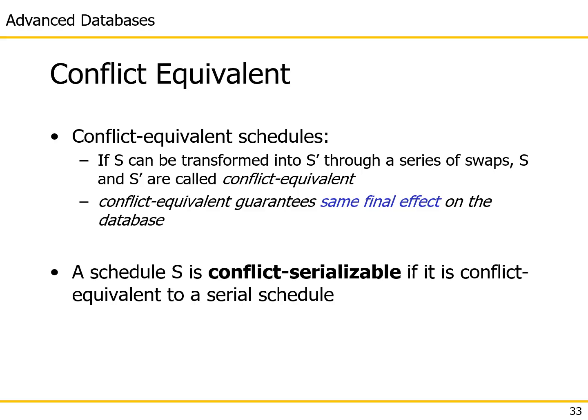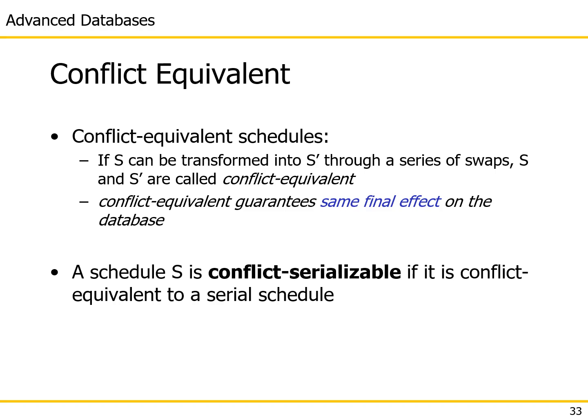Okay, but to do that, we have to understand this notion of conflict equivalent schedules. Now, let me read it. It says, if S can be transformed into S bar, where S and S bar are schedules, through a series of swaps, S and S bar are called conflict equivalent. Okay, which means both of them respect the conflict that exists within. Now, conflict equivalent guarantees the same final effect on the database, which means that if you respect the conflict, you're not going to change the final result.